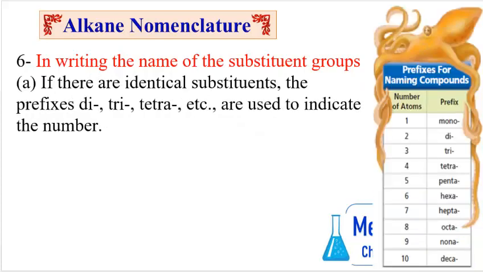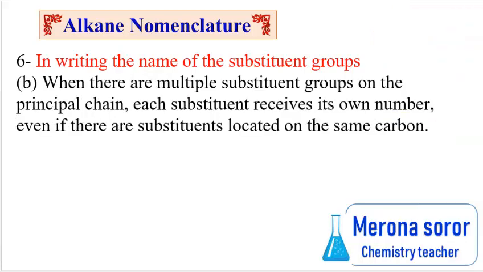Point A: if there are identical substituents, the prefixes di, tri, tetra are used to indicate the number. Point B: when there are multiple substituent groups on the principal chain, each substituent receives its own number, even if there are substituents located on the same carbon.